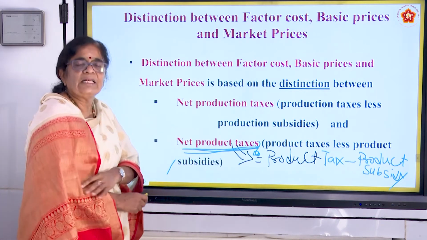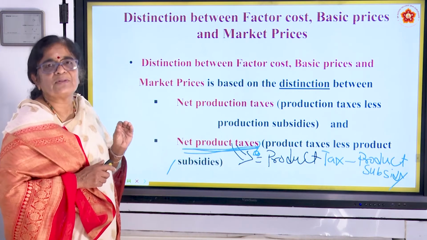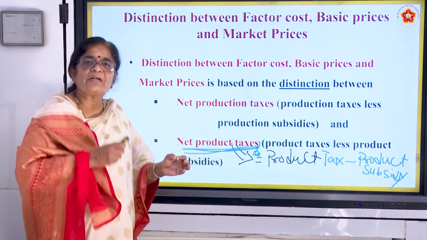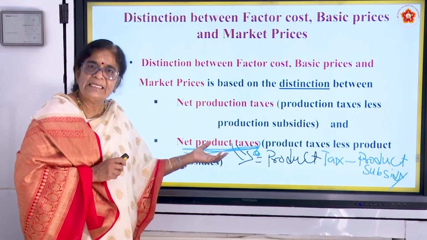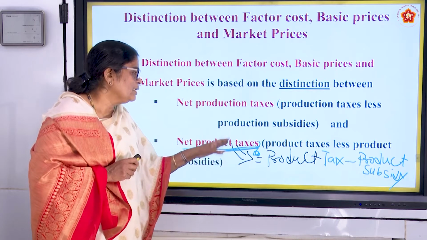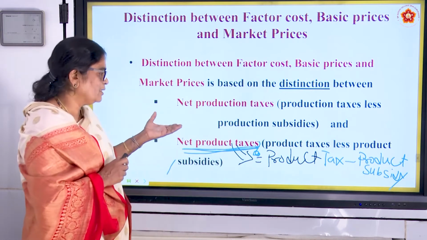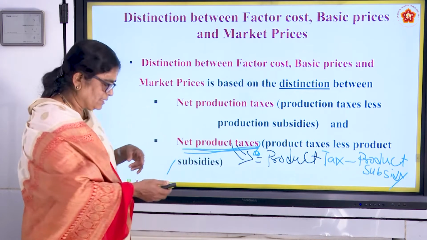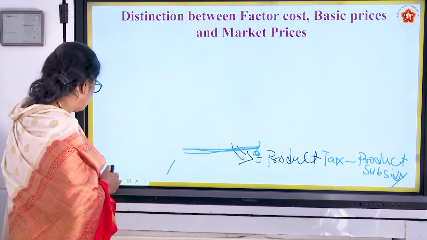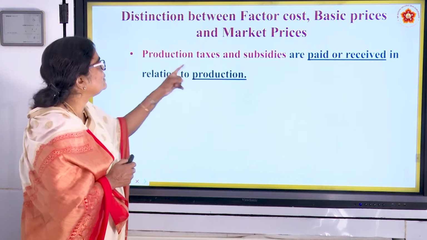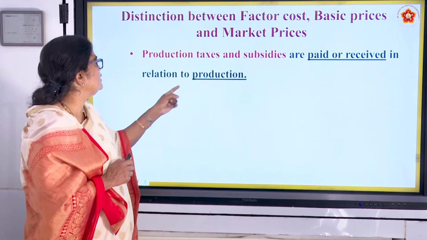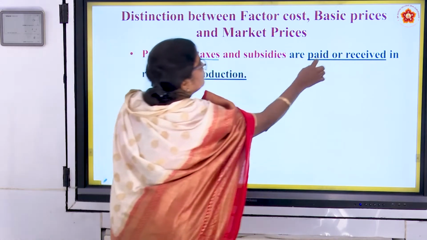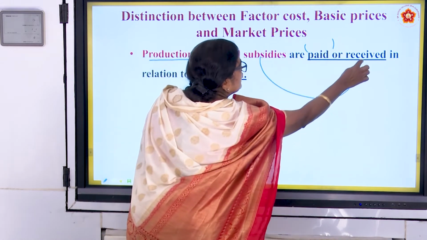Net product tax absolutely depends on the volume of product. For each product, for example, product tax per unit of pen, or per liter of milk, it depends on the volume of product. It may be charged on a unit basis or a percentage basis. Next, production taxes and subsidies are paid or received in relation to production. Taxes are paid; subsidies are received.